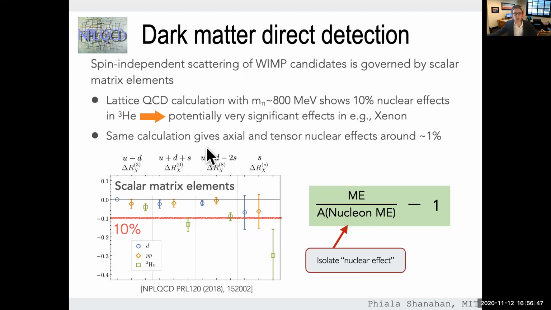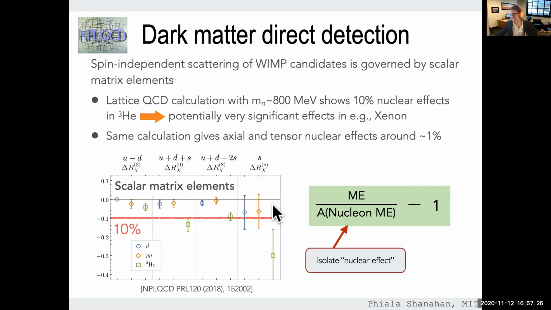So what's being shown in this figure here is this quantity, the ratio of the matrix element in a nucleus to A times the matrix element in the nucleon, minus 1. So this is just 0 if you have the Born approximation holding. So deviations from 0 here are what are revealing nuclear effects. And each of these columns is a different combination of quark flavors. So here up minus down, here up plus down plus strange, and so on. And what you see here for these green points, this is helium-3, you see nuclear effects around the 10% level. So to put this in context, this is large.